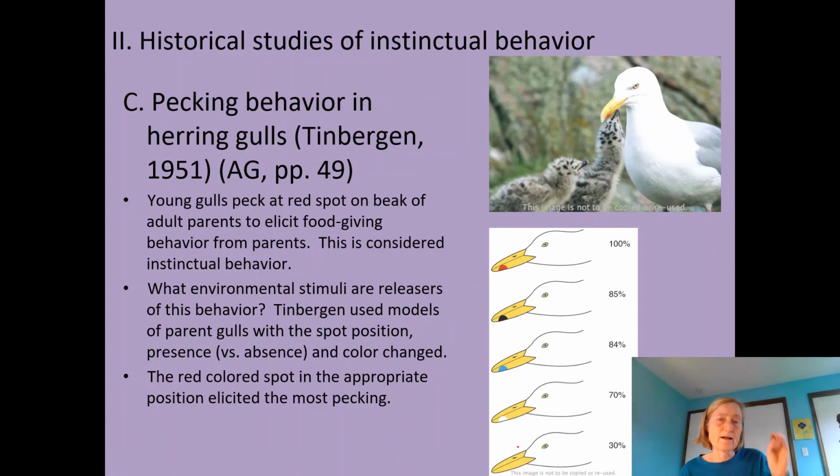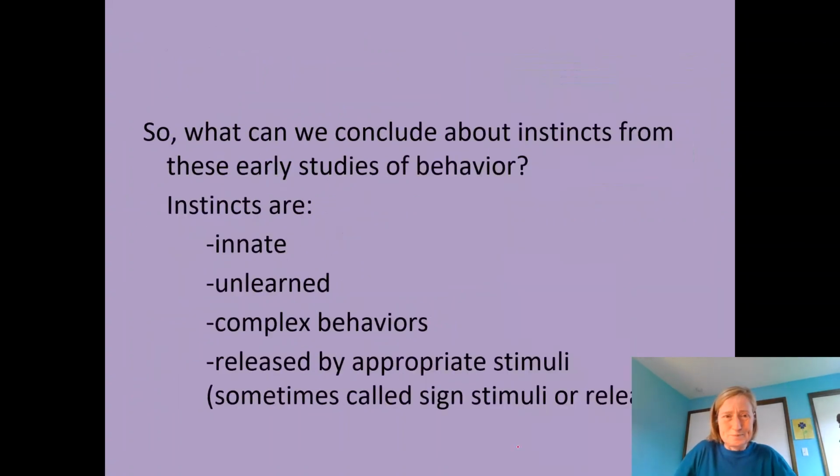It seems that the red color in the appropriate spot is the sign stimulus for releasing pecking behavior, if you will. Okay, pretty cool example of how a particular environmental stimulus is needed for the release of this pecking behavior in gulls. It's pretty cool. So what can we kind of conclude, if you will, from these early studies?